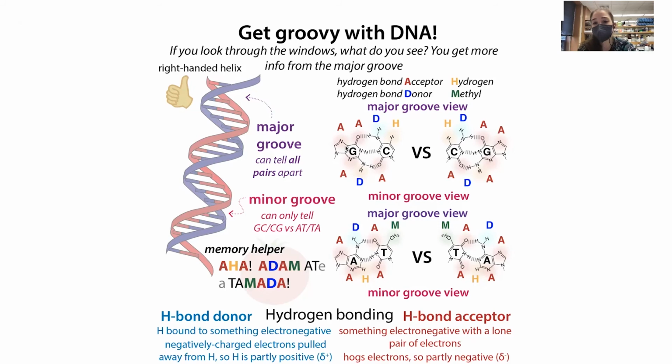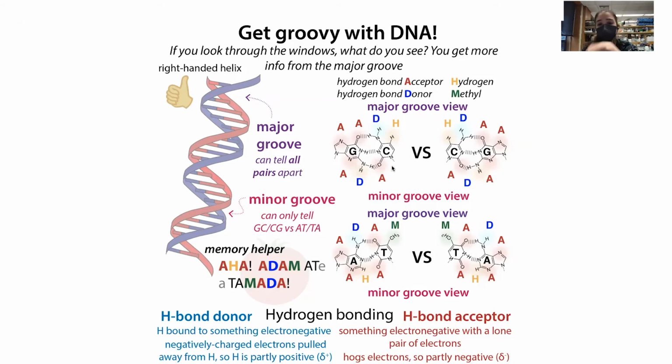If you were to look at GC, you would see A, A, D, H. If you looked at CG, you'd see H, D, A, A. So you can tell that these are different. If you were to look at AT versus TA, you'd see A, D, A, M or M, A, D, A. And those are both different from this. So you would be able to tell each base pair apart. Remember that GC is not the same as CG because these are on different strands. You could have a G on this strand and a C on this strand, or a C on this strand and a G on this strand. So those are different.